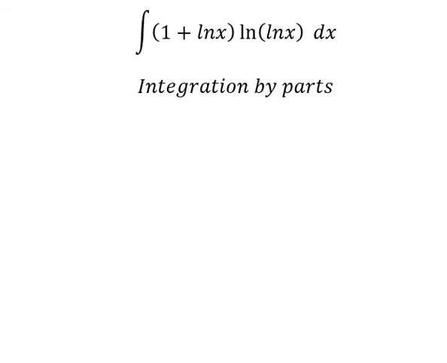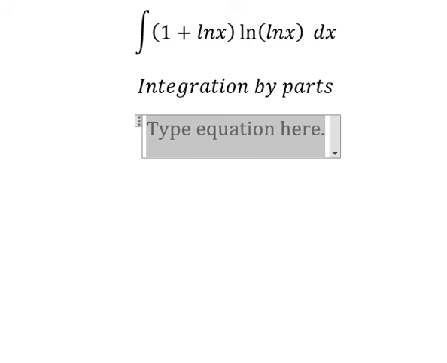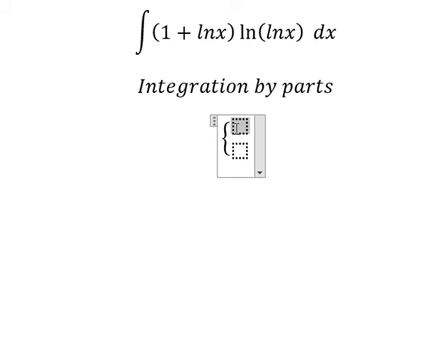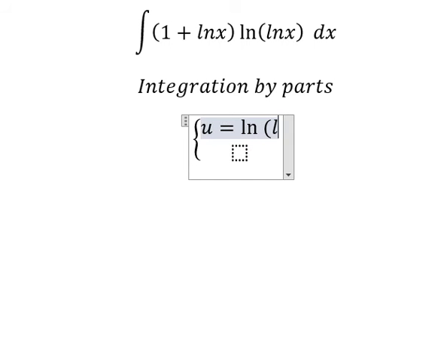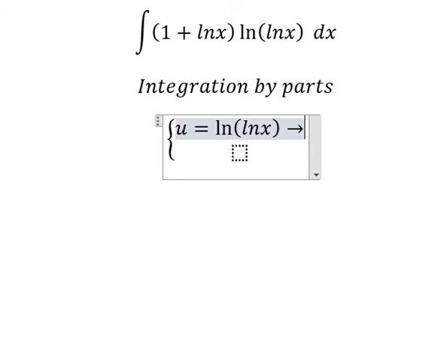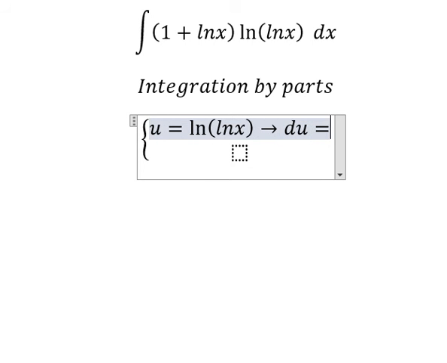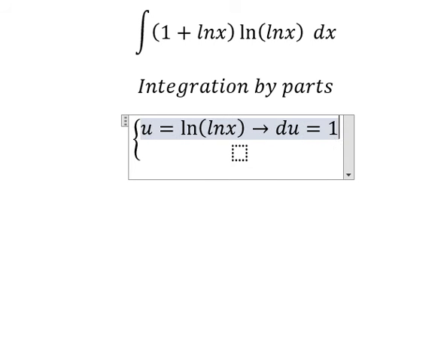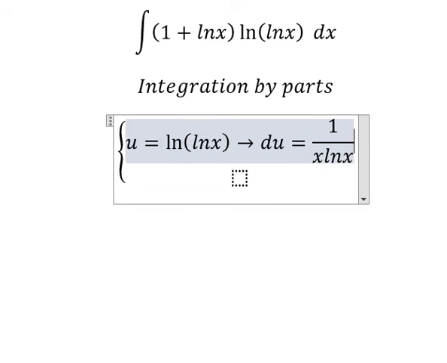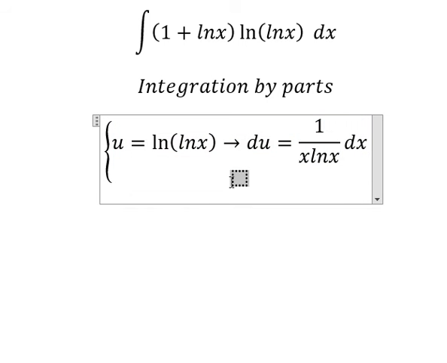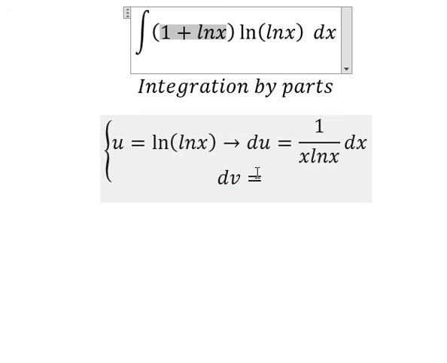So I will put u equals ln of s. Later, we first take the derivative of both sides, and we have it like this. dv, that is this one.